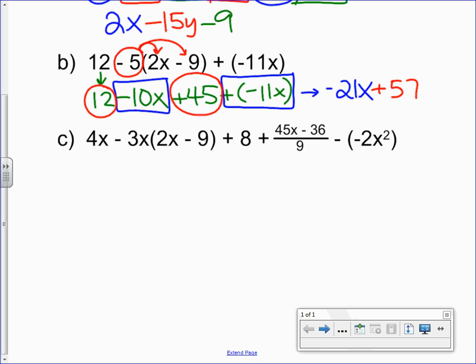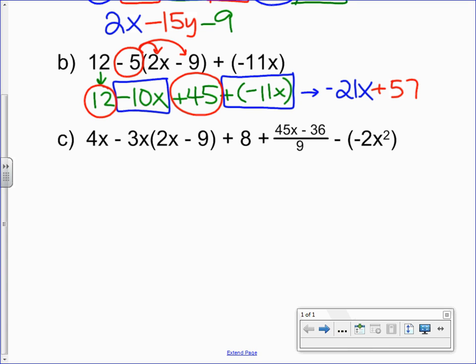C is a very challenging problem. So if you struggled with this, it's not a big deal. We haven't done a whole lot of it yet. I just want to see how far you could get in this problem. Hopefully some of you did very well. Again, combining like terms and distributive property are going to be involved.